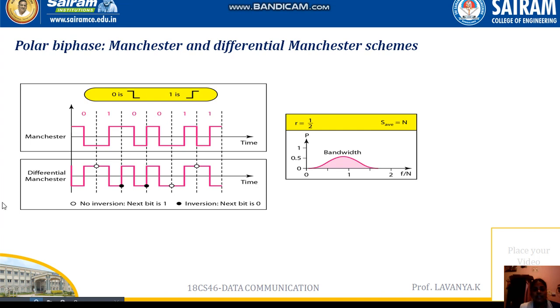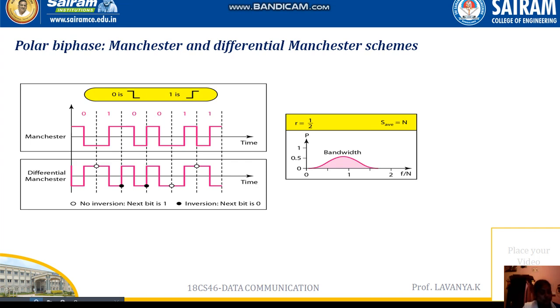This is the Manchester and differential Manchester. I have told you the Manchester is a combination of NRZL and RZ. The same NRZL technique we are supposed to use here. Before that, we divide the voltage into two halves, an upper level and a lower level. The signal is divided into two levels for both Manchester and differential Manchester. Based on that we are going to draw the signal diagram.